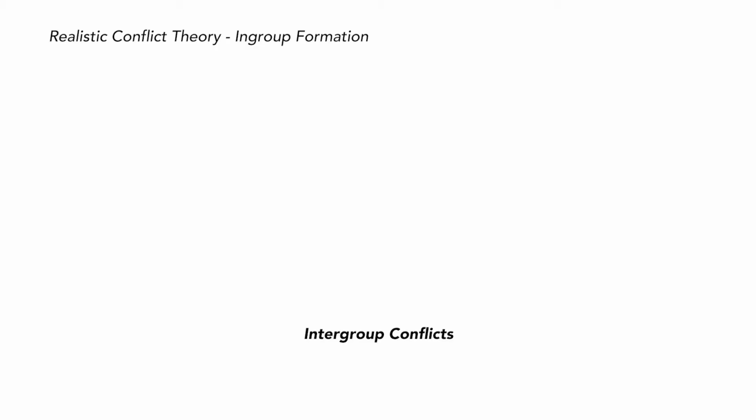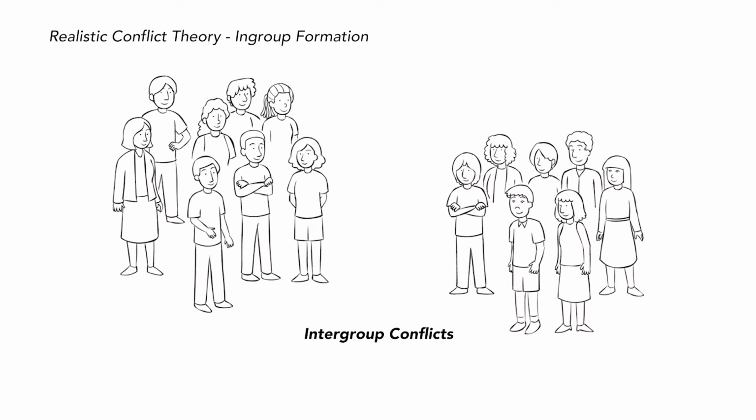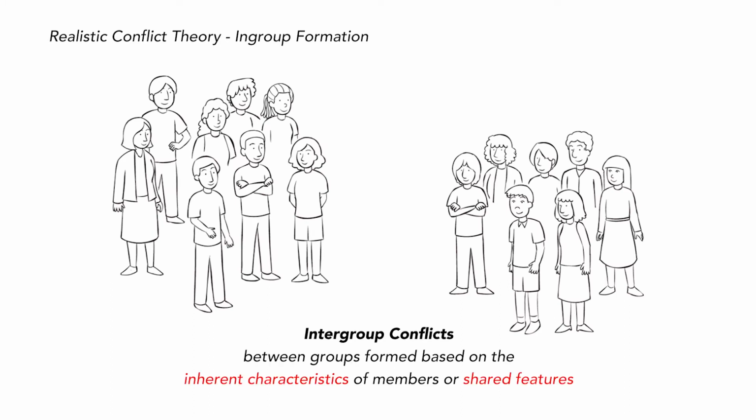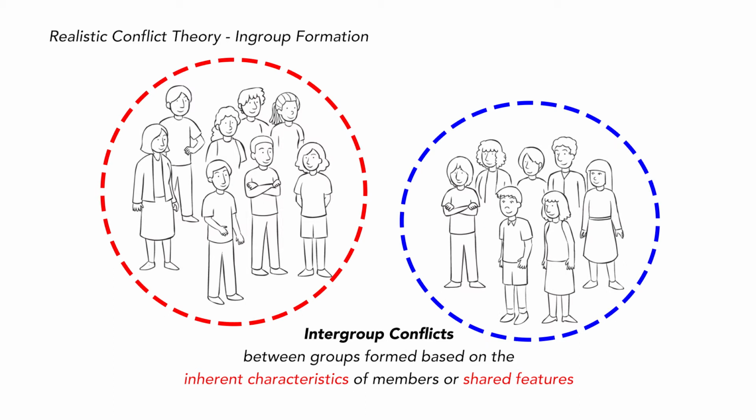Such intergroup conflicts occur between 2 or more groups, in which groups are formed based on the inherent characteristics of members or shared features. As conflicts progress, members of the same group would come to believe that they are bridged together and would share the same destiny.